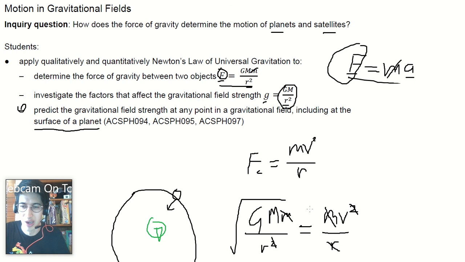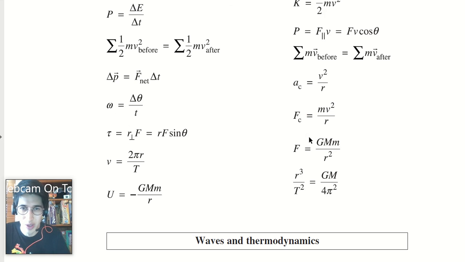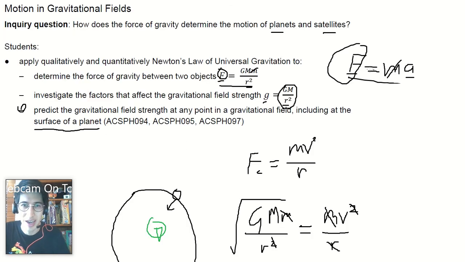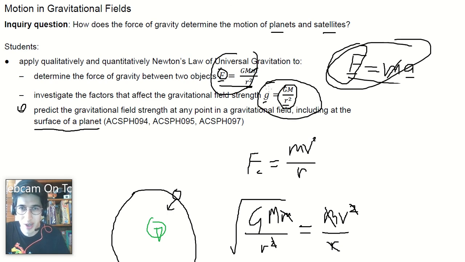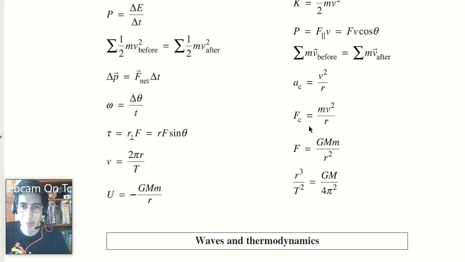So I recommend learning how to combine these two equations in order to get there. And it's also useful to know how to combine these two equations, right? This one and this one, in order to get this one, which is in the syllabus but is not in the data sheet.